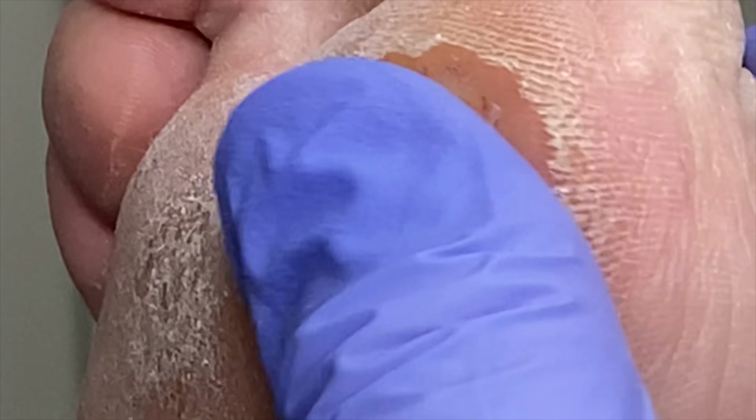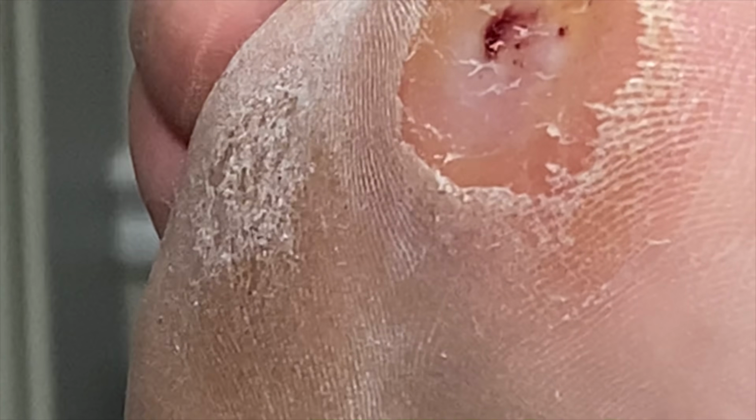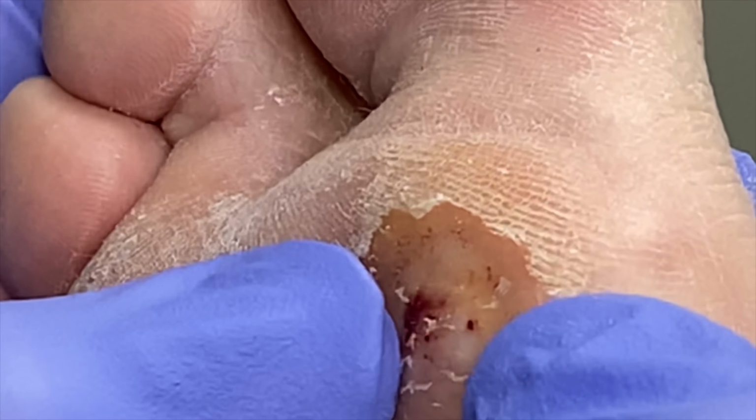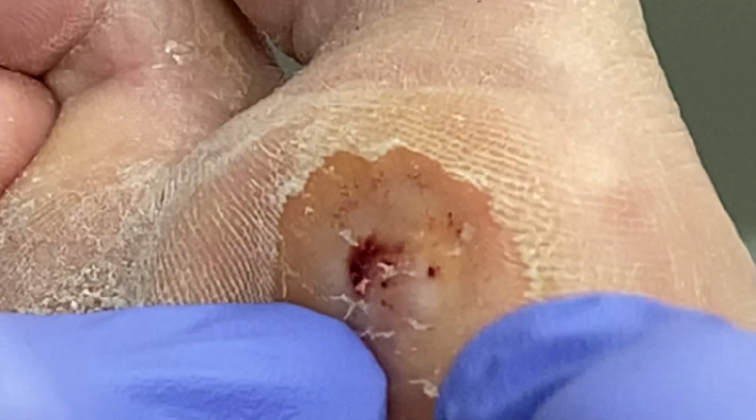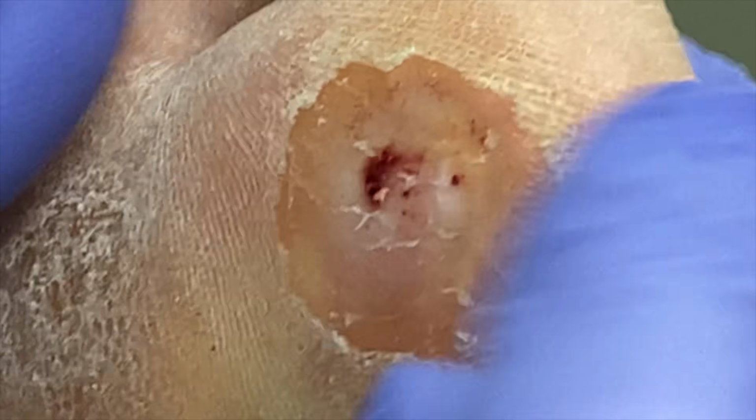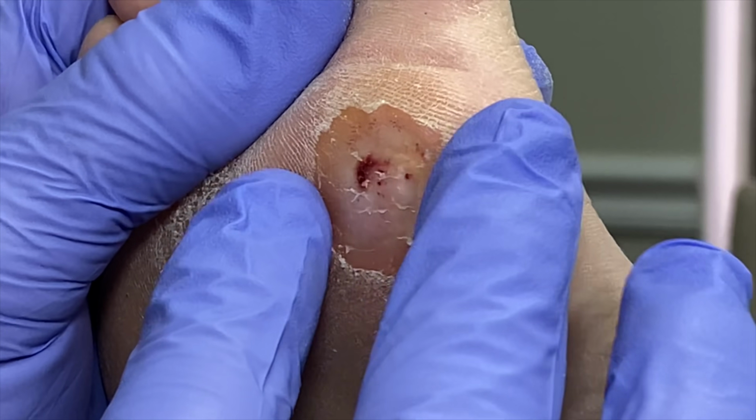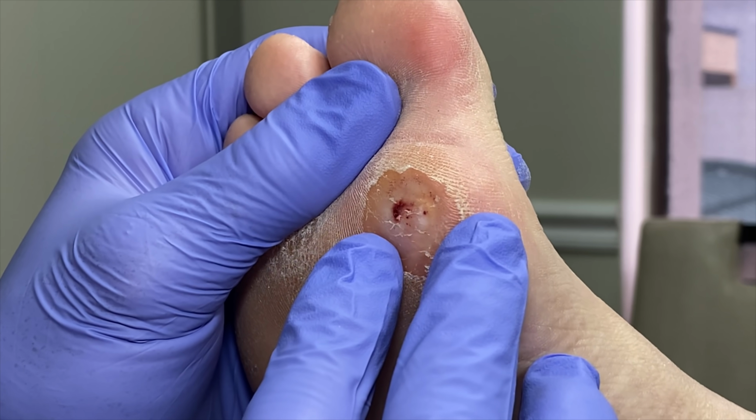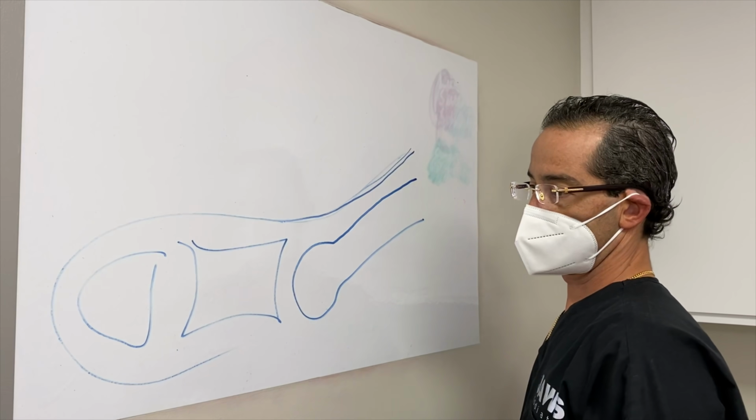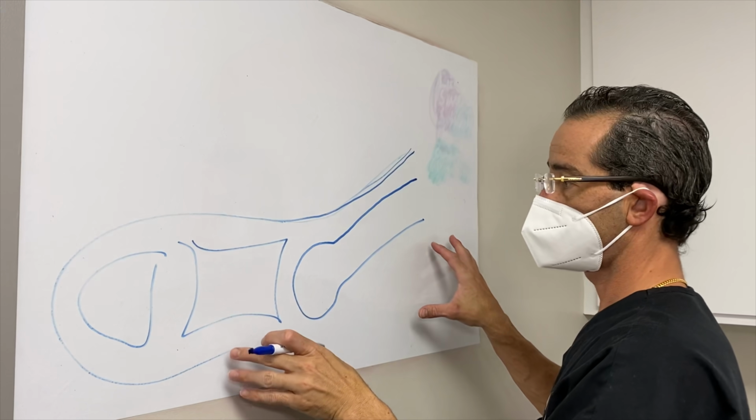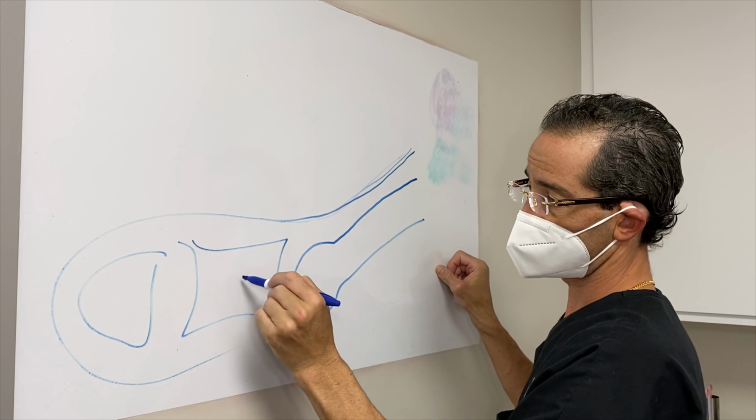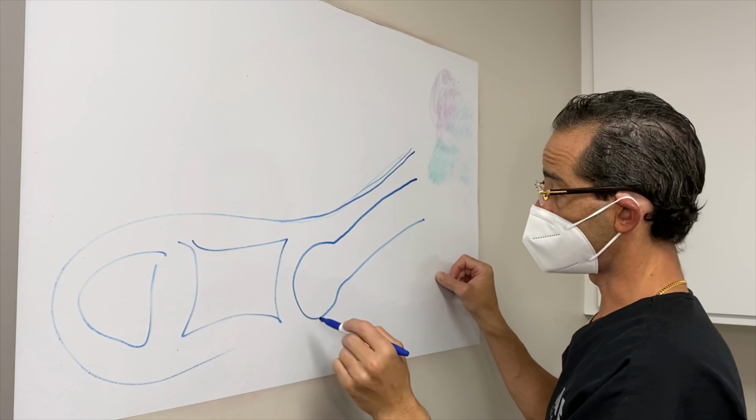Now, let's go to the whiteboard for a second. Right here, okay? There are two bones underneath the first metatarsal head. And these bones are called the sesamoids, okay? So what we're looking at here is a side view. We have the first metatarsal, the proximal phalanx, and the distal phalanx.